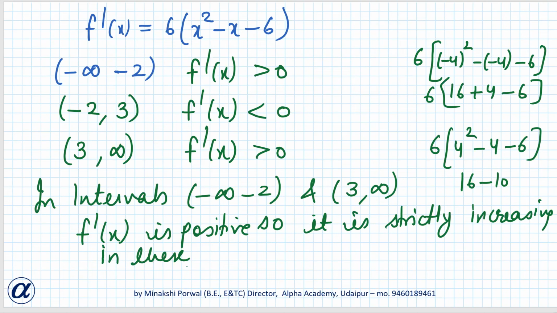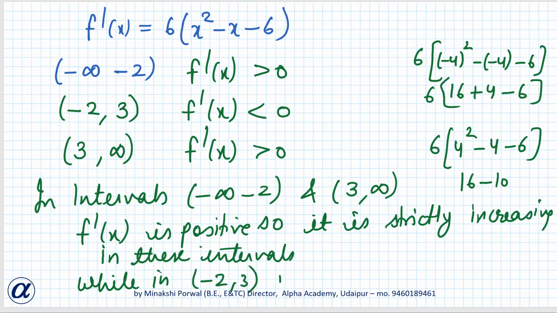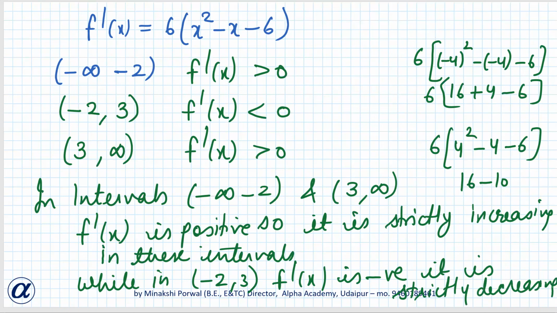Okay, we were about to finish this question. From minus infinity to minus 2 and 3 to infinity, f'(x) is positive, so it is strictly increasing in these intervals. And in the interval minus 2 comma 3, f'(x) is negative, so it is strictly decreasing.